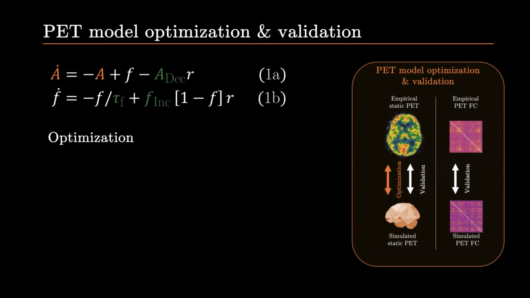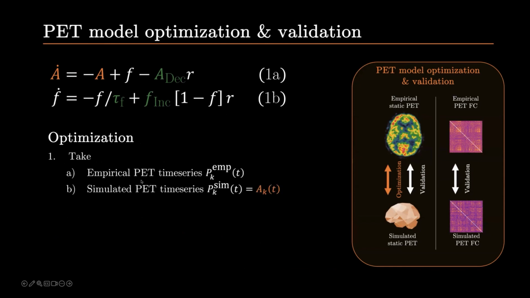And the optimization of these parameters works as follows. We take the empirical PET time series from the data set, so a time series per brain region. And we take the simulated PET time series, which we set equal to the ATP concentration of our PET model. As we have seen before, the PET signal is proportional to the glucose uptake, which is proportional to the ATP concentration. So the simulated PET time series is produced by the PET model block.